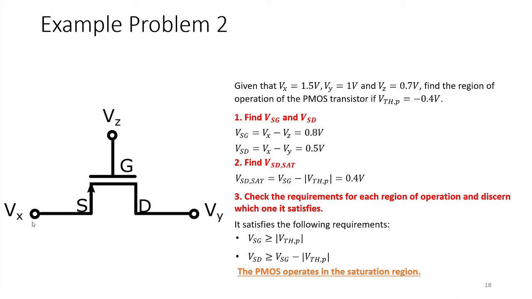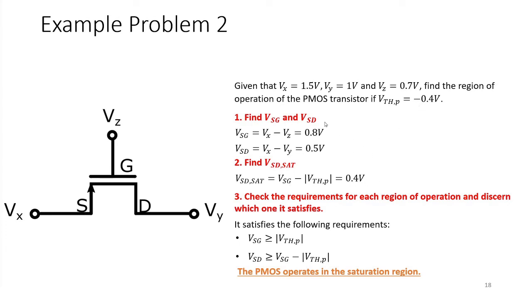Then find VSD. Vs is Vx, Vd is Vy, so we subtract that. Vx is 1.5 and Vy is 1, so that's 0.5. Then we find the saturation voltage, VSD sat. Remember, the approximation is VSG minus the absolute value of VTHP. VSG is 0.8 and VTH is 0.4, but the absolute value is positive, so we get 0.4.